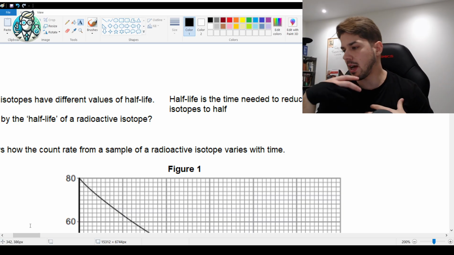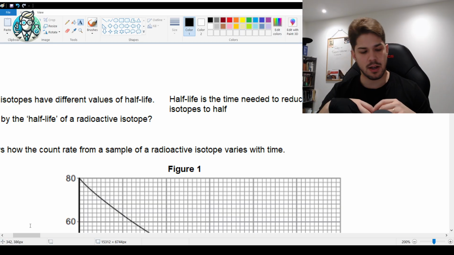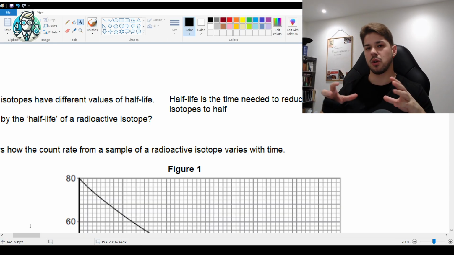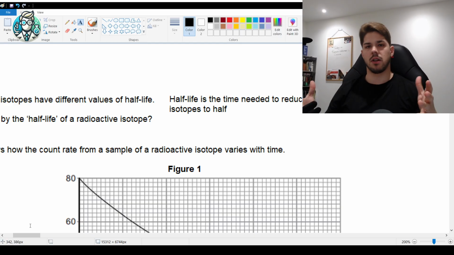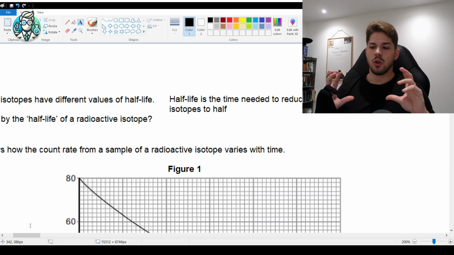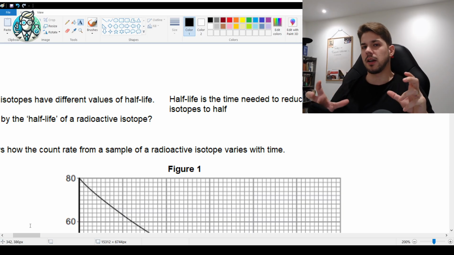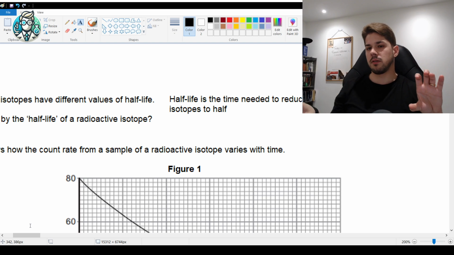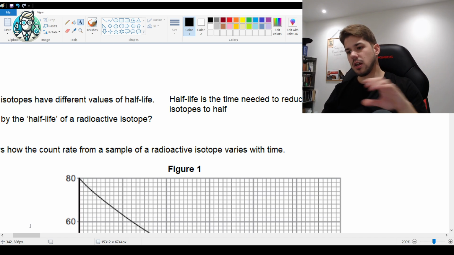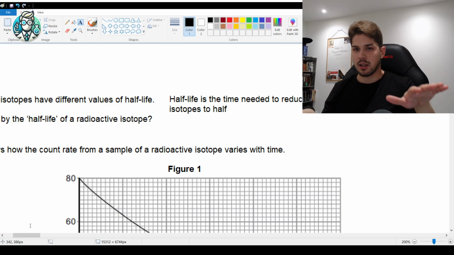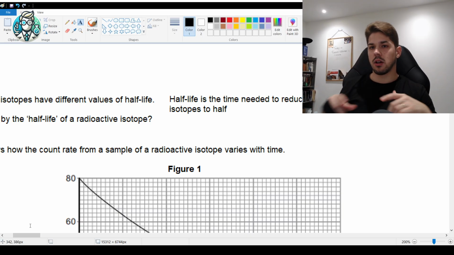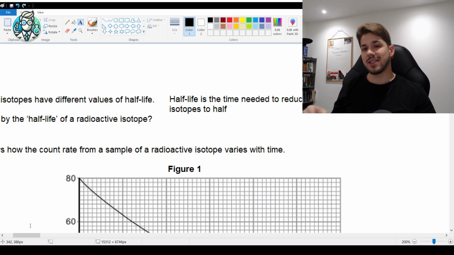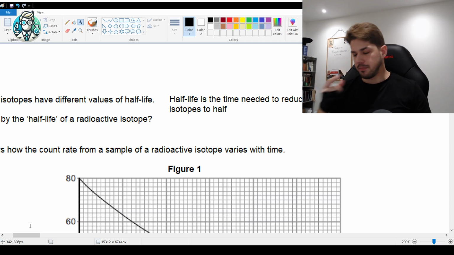So imagine we have a sample, a box with 50 radioactive isotopes. The amount of time that it takes from those 50 to turn into only 25, so 25 isotopes that are still radioactive and 25 that are not radioactive anymore, how long does it take for that process? That is what we call half-life.